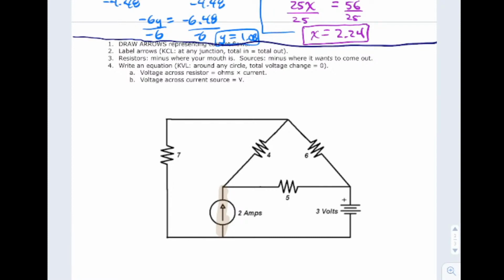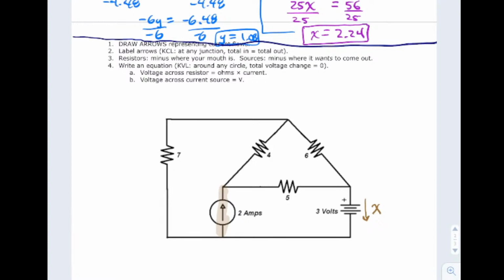But I got a battery over here, which is probably pumping juice this way. I could be wrong, but I'm going to guess it wants to pump out the negative terminal. And we don't know what that is. It can't be 2 amps. It's in a different branch there. So I'm going to have to call it x amps, I guess.